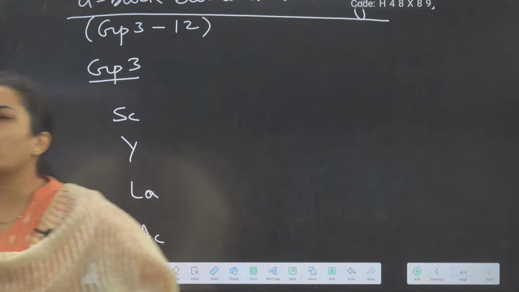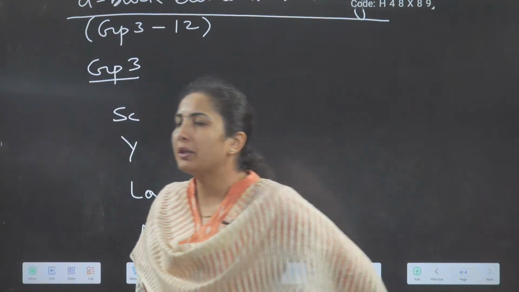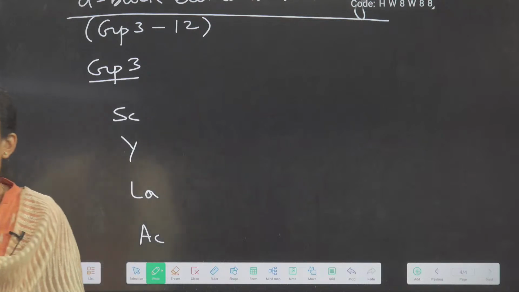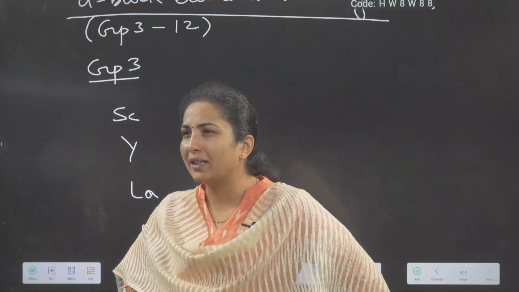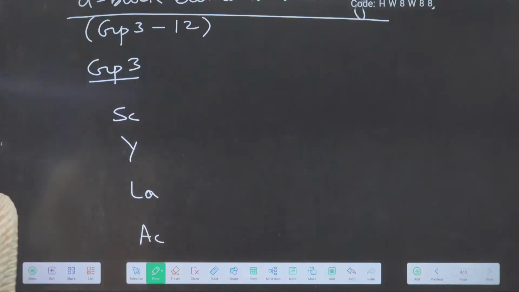Symbol Sc is the symbol of what? Tell me. Sc is the symbol of scandium. Very good. Y is the symbol for? Whose name you should remember, beta? Lucky, what are you trying to ask? Scandium and then yttrium. Correct. After yttrium, what have I written? Lanthanum. Very good. After lanthanum, what have I written there? Actinium. Okay. Now, how would you remember this vertically down?